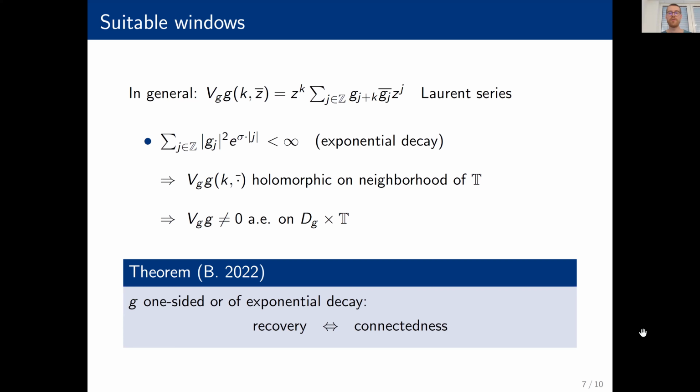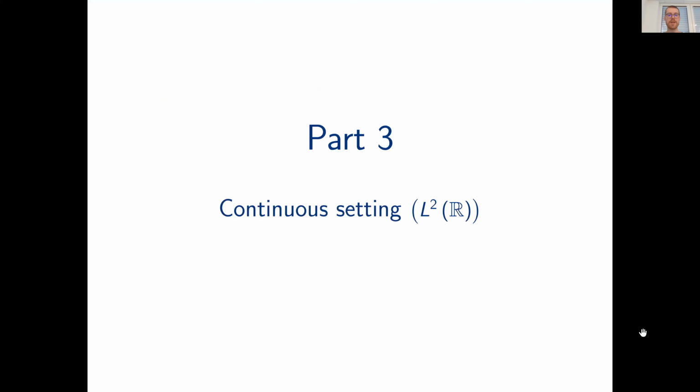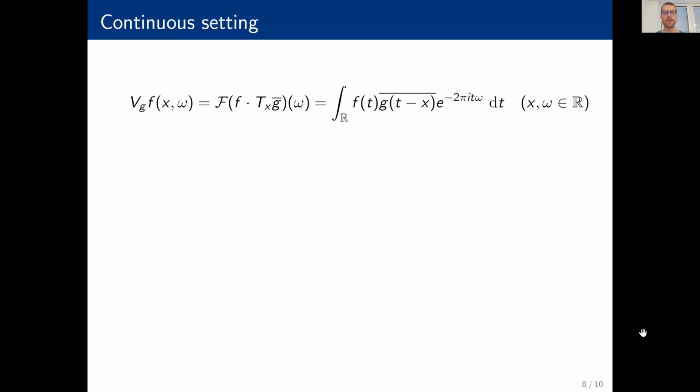Okay, so for the last few moments, I want to go to the continuous setting. So what we are going to look at here are L2 functions on R. I just restricted myself to one dimension for this talk. And in this case, the short-term Fourier transform is, of course, no longer a sum, but an integral. And since the domain is R, our shift parameter will be a real number.